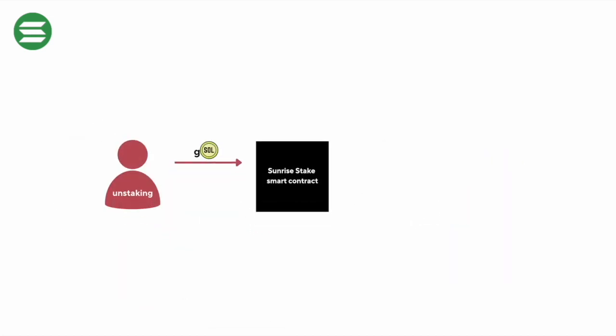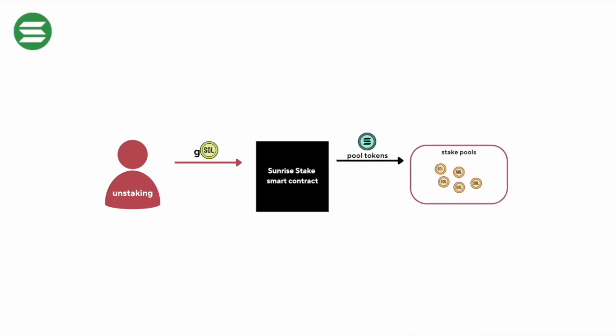If you decide to unstake your SOL, Sunrise calculates how much of its pool tokens to sell. Your GSOL is burned, and an equivalent amount of SOL is received in your wallet.